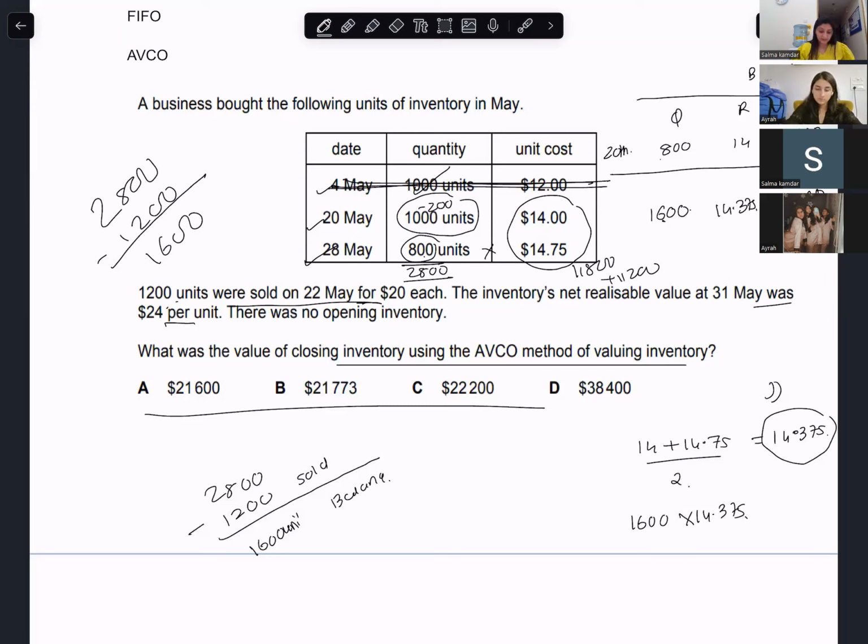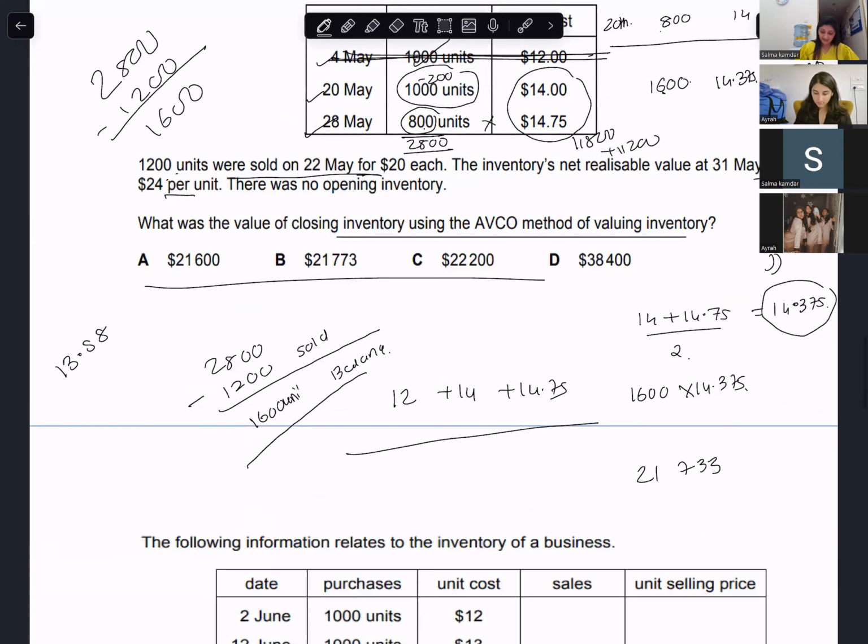So 1,600 units. Let's average out with 3 units. 12 plus 14 plus 14.75, divided by 3. 13.58 into 1,600. You're getting 21,733. So it's still not matching.